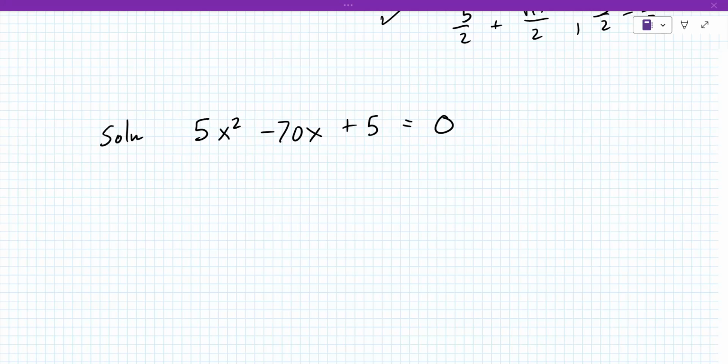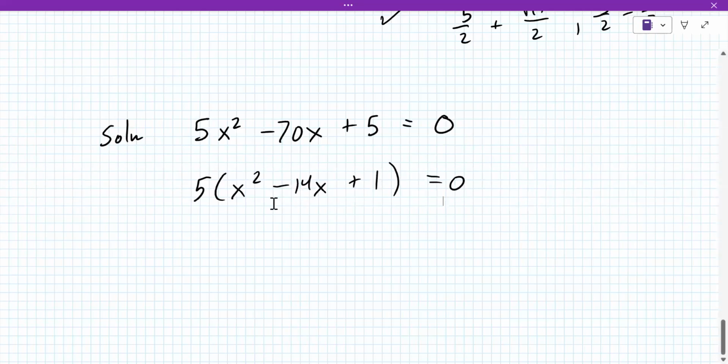Do both of those make fractions? The fact that it is 14x is good. That's a good thing, because that divides by 2. So I would recommend completing the square here. Yeah, x minus 7 squared equals 48. So then x minus 7 equals the square root of 48.